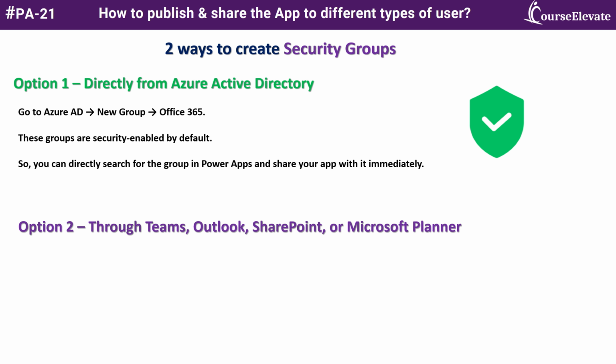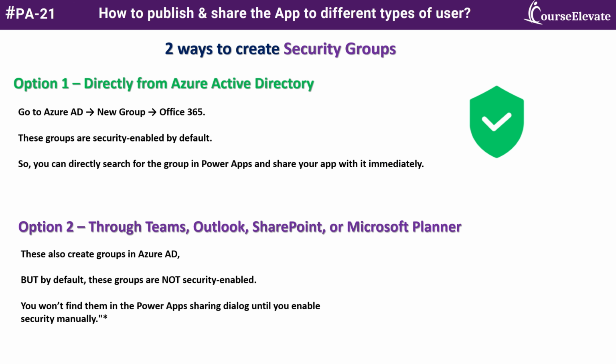The second option is you can create a group using Teams, Outlook, SharePoint, or Microsoft Planner. These will also create groups in Azure AD, but by default these groups are not security enabled. You won't find them in the Power Apps sharing dialog until you enable security manually.